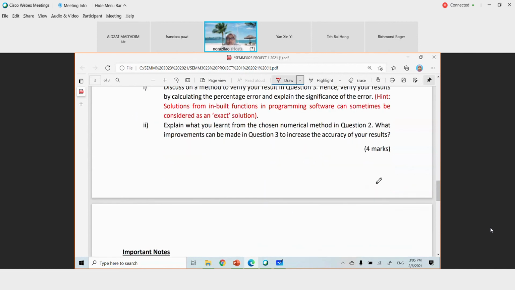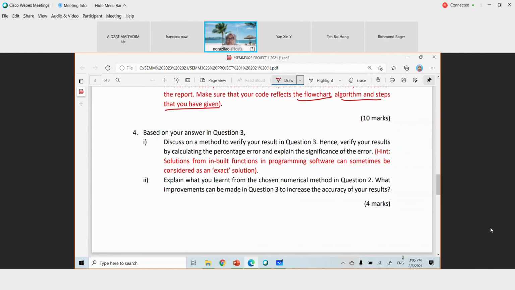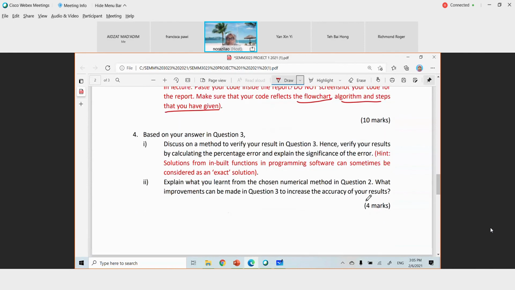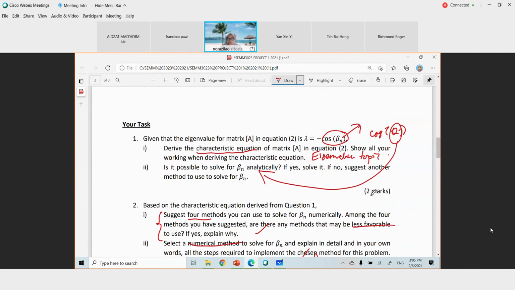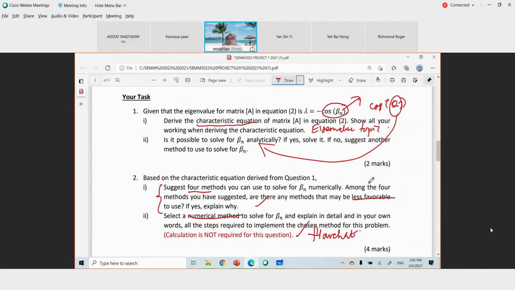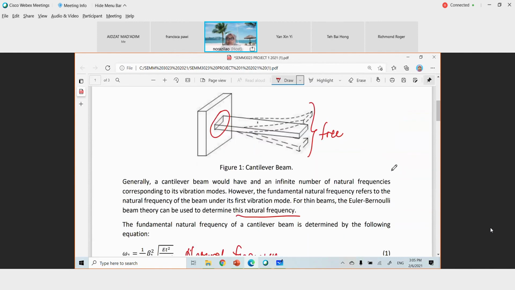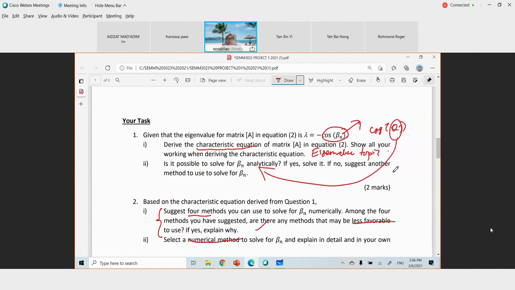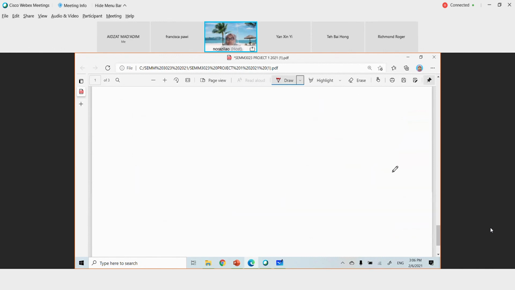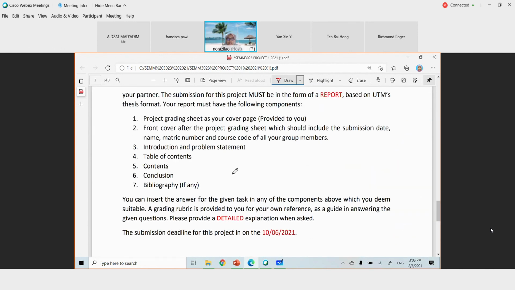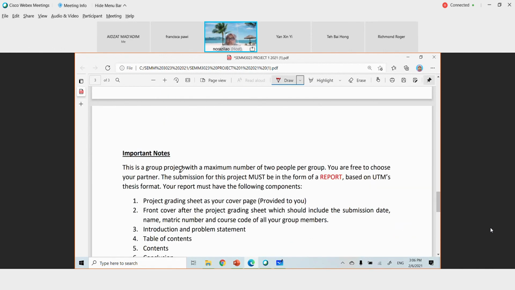So very detailed marks. The marks are 10, 4, 14, 18, 20, with a total of 20 marks. Make sure in your group project, you need to have 2 members.